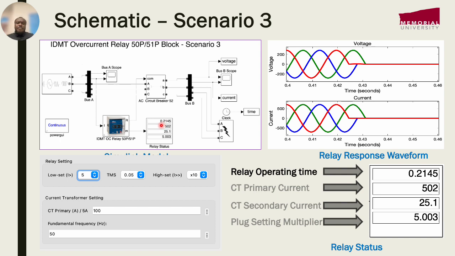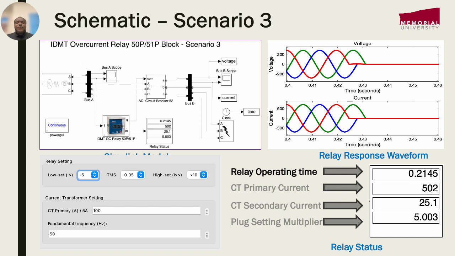For such a current magnitude, it is really fast. Now, these 3 scenarios elaborate on the inverse characteristics of the relay, where we increase the current and the relay response time, or the trip time, reduces significantly.